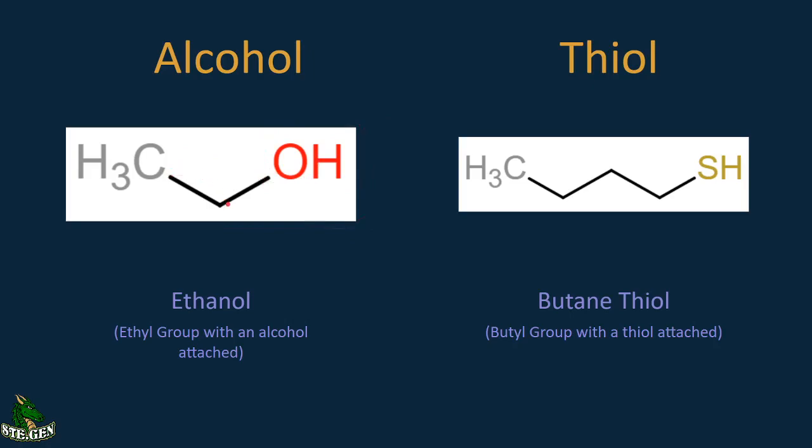So here we have a 2-carbon chain, which is ethyl, and then this is an alcohol group attached to it. So this would be ethanol. It would be ethane, but it has an alcohol, so we change the ending to OL. And this would be methyl ethyl propyl butyl, and then it has a thiol group attached to it, so it would be butane thiol. You don't change the ending for thiol, you just tack it on to the end of whatever you're talking about.